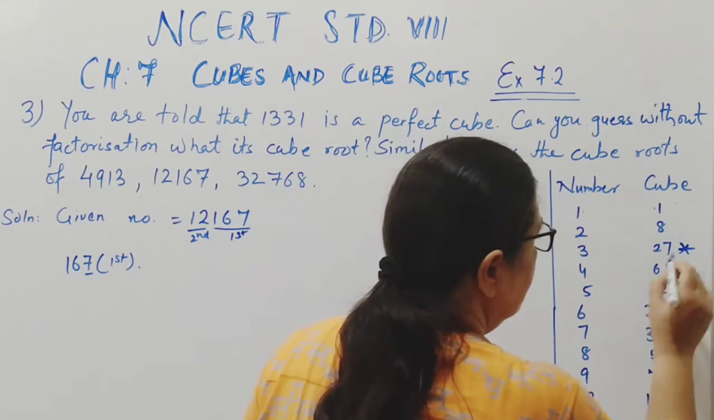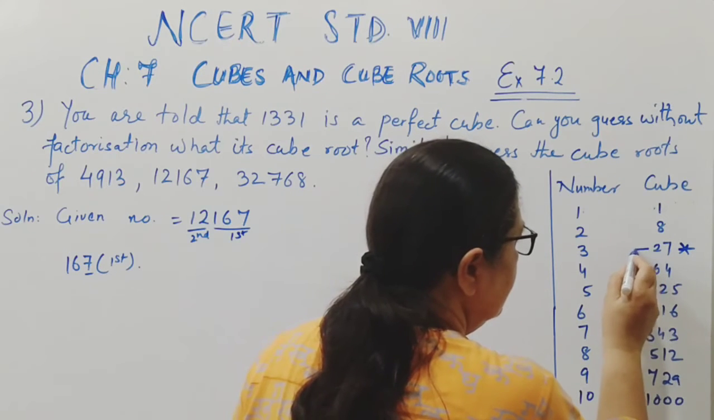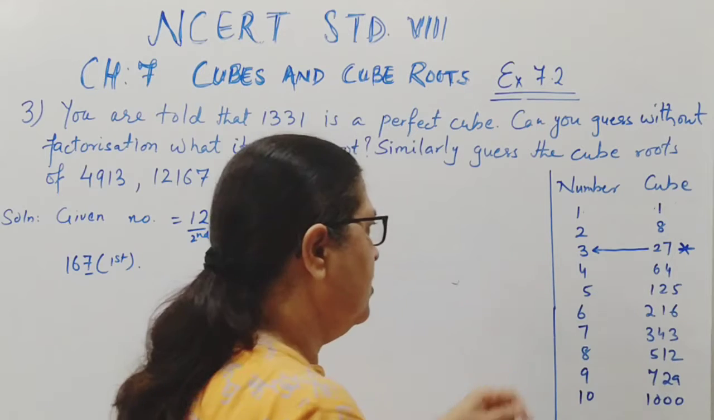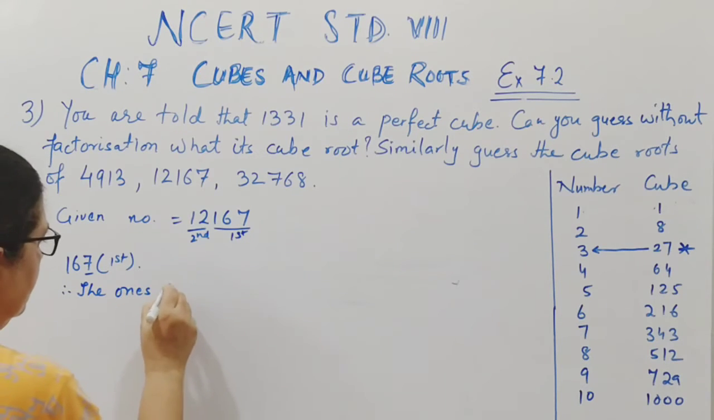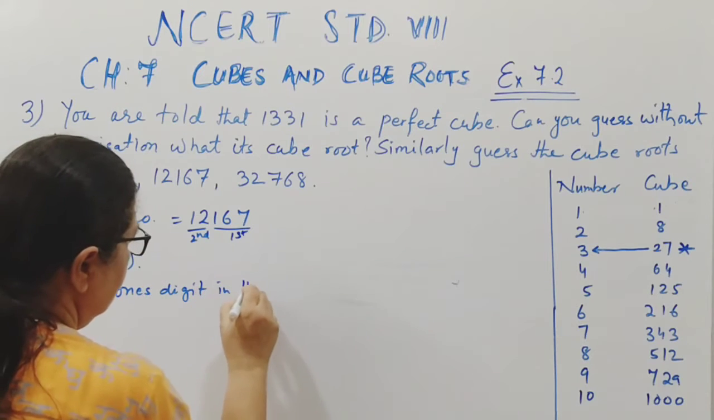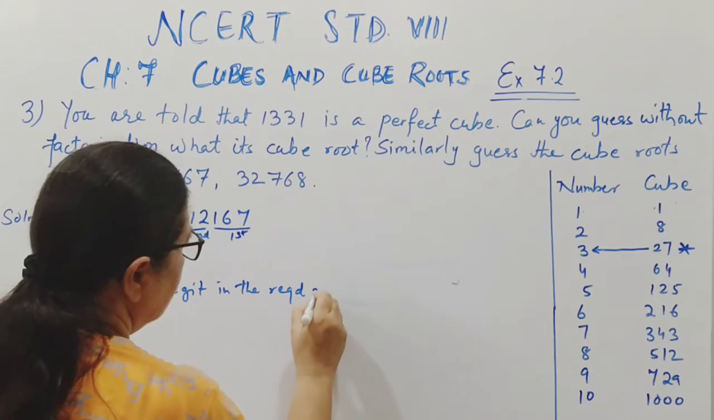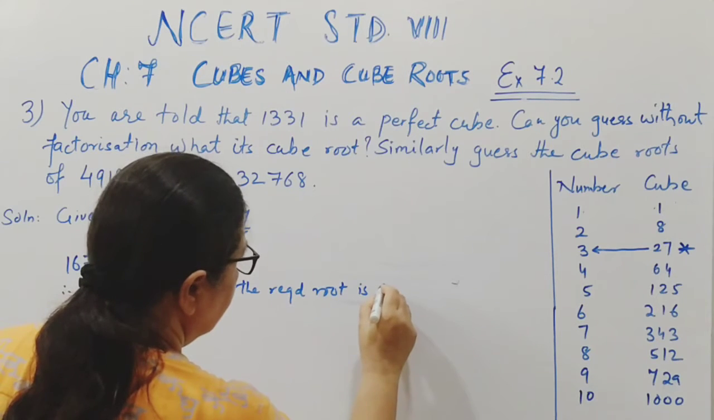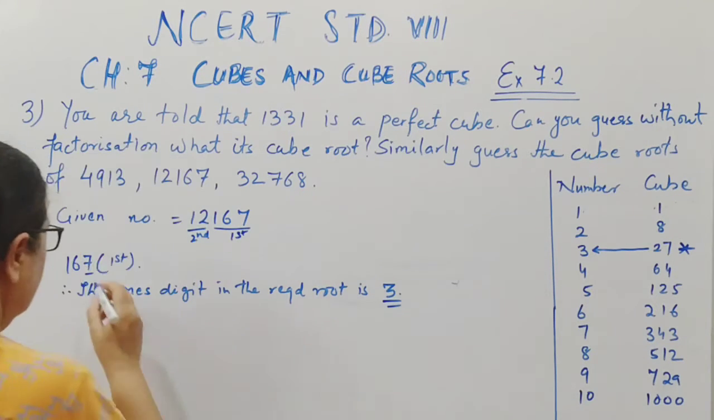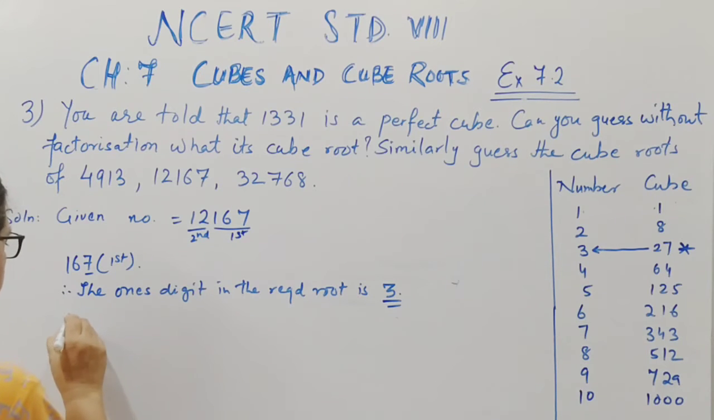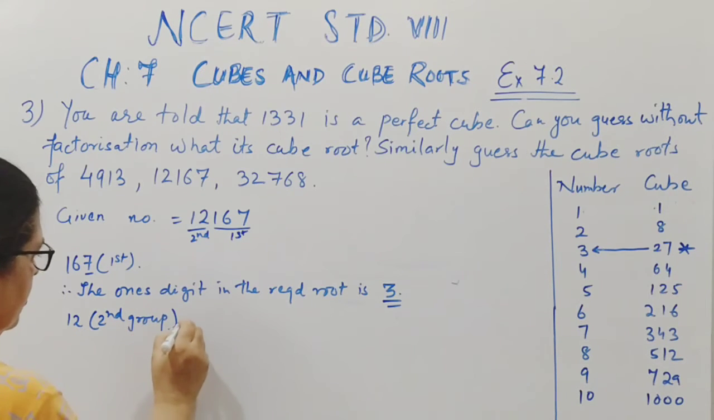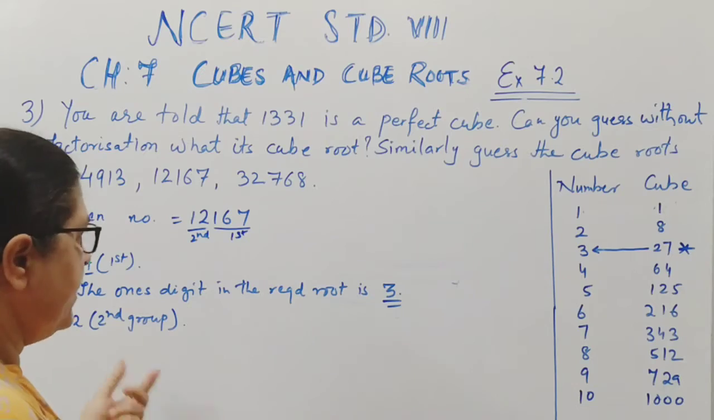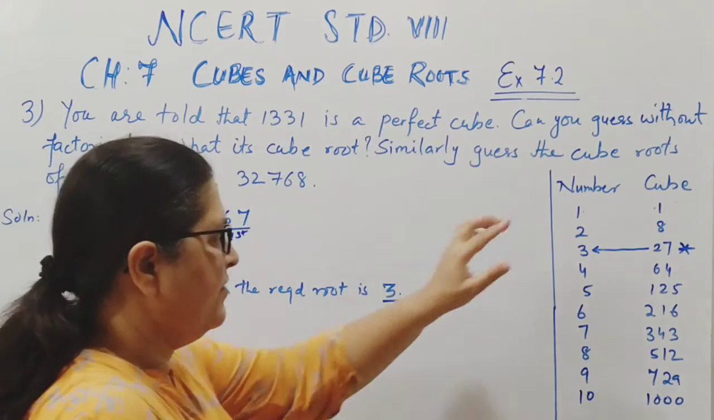It is here. Now we will see the corresponding number. Therefore, the ones digit in the required cube root is 3. Now we'll take second group. Now we will check where this 12 lies in the cubes.